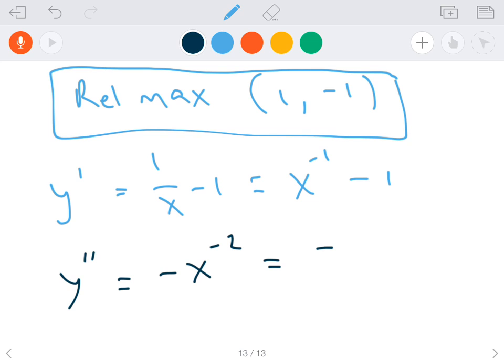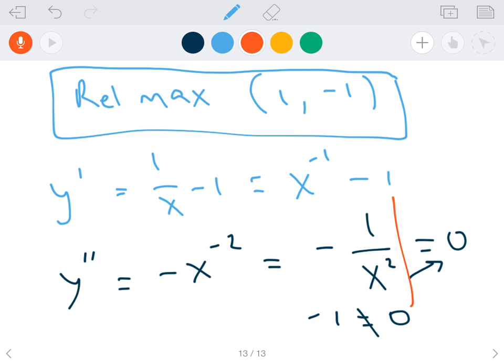I can say that that's negative 1 over x squared, and I want to see where that is equal to 0. And you can see that if I cross multiply here, I'll get that negative 1 is equal to 0, which is a false statement, which means that this is never equal to 0. So there are no points of inflection.